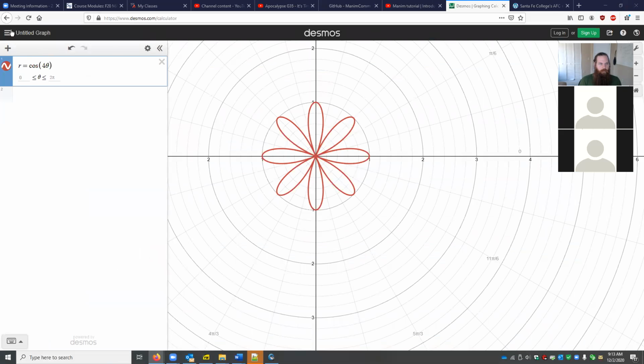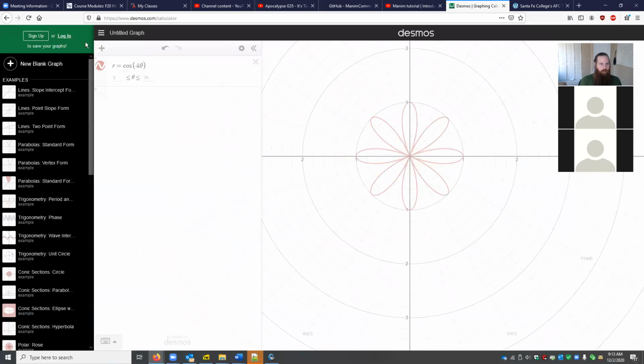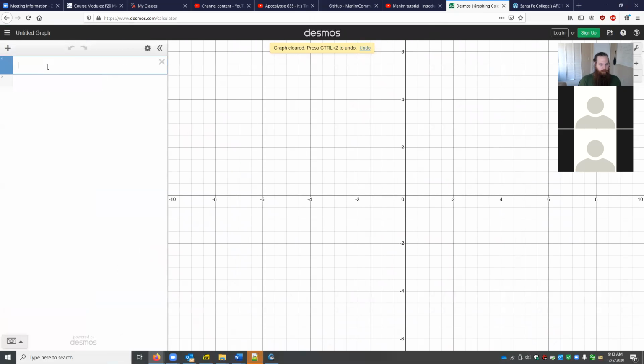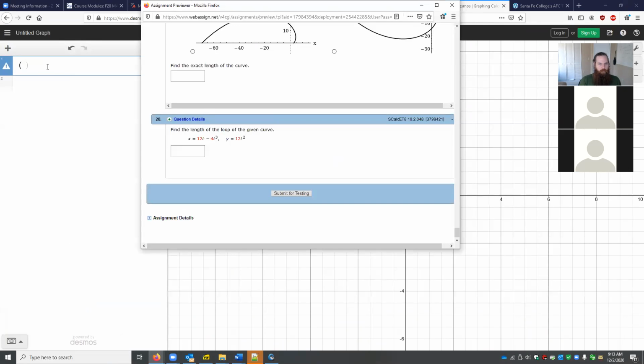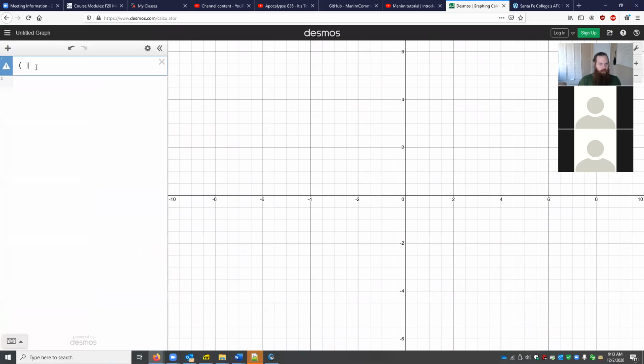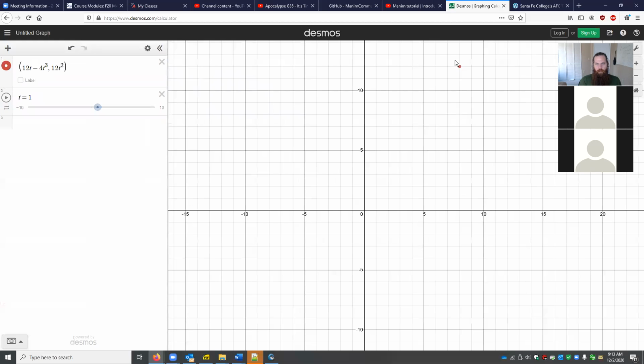So let me get out of this. We'll go to a fresh graph. My x function goes in here. So that's 12t minus 4t cubed. I will go ahead and throw in the t slider here. And then my y function was 12t squared. Okay, so let's see if we can't get a feel for what this is by watching the point move around. There's the point.